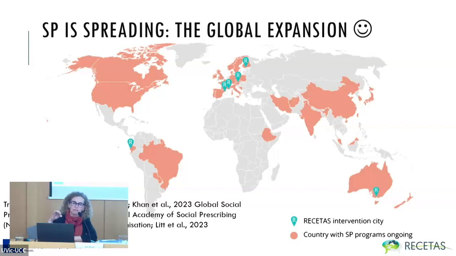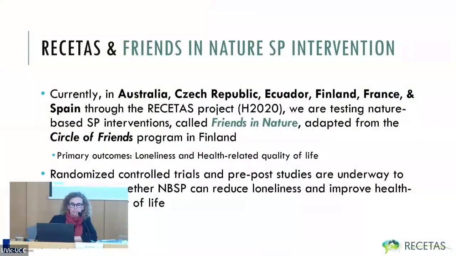And the little green points are the Rosetta sites, where we're also testing this Model 5 that I've spoken about. So we're in Cuenca, Ecuador, and then 4 countries in Europe: the Czech Republic, Finland, Spain, and France, and then in Melbourne, Australia. So that's just kind of restating that. The main focus of our work is on loneliness and health-related quality of life. We are using randomized controlled trials in 3 of our communities and pre-post studies in the other communities.